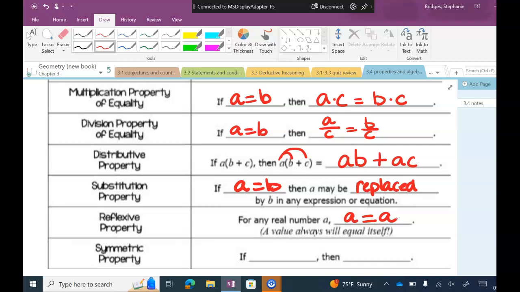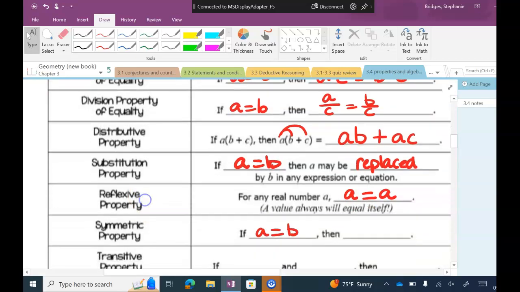Then the symmetric property is where we flip it. So if A is equal to B, using the symmetric property, I can just switch that around and say that B equals A. Those mean the same thing.